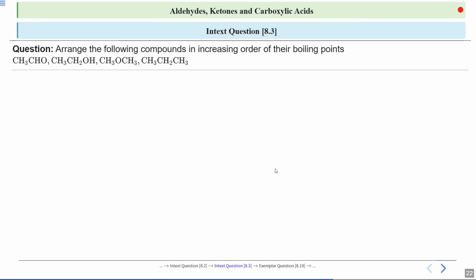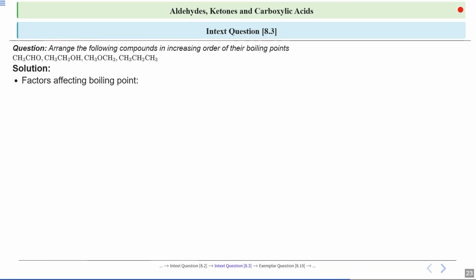Now we will see the next question. You have to arrange the following compounds in increasing order of their boiling points. You have been given CH3CHO, which is an aldehyde, then CH3CH2OH, which is an alcohol, then CH3OCH3, and then CH3CH2CH3. Now, can you think or guess the right answer for this question? We will discuss it one by one.